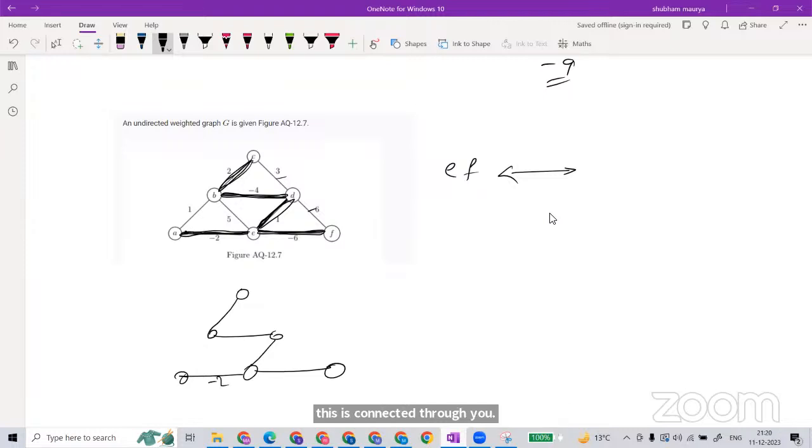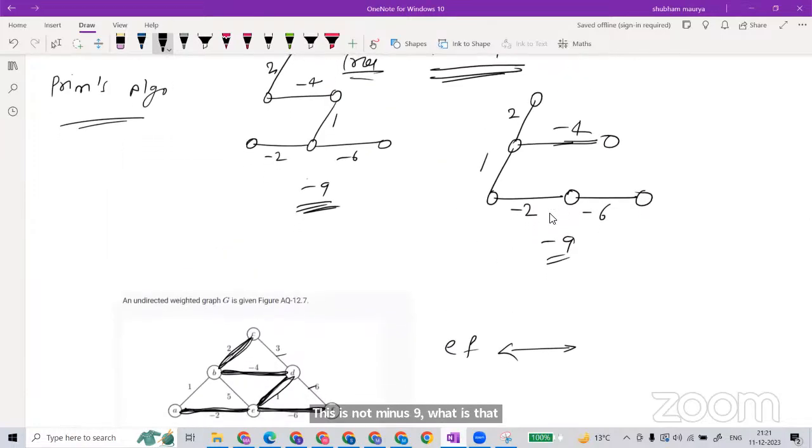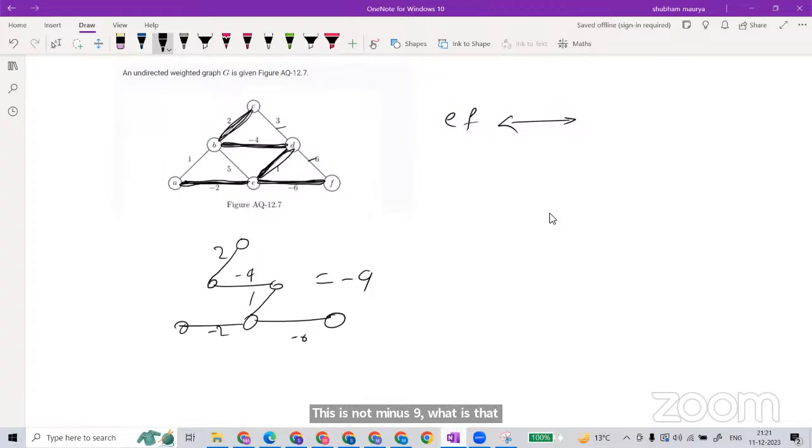And with the same, if you count the weight, this is going to be -9. Sir, can you please explain this process once more? This is not -9, what is that? -9. Yes, there is also -9.